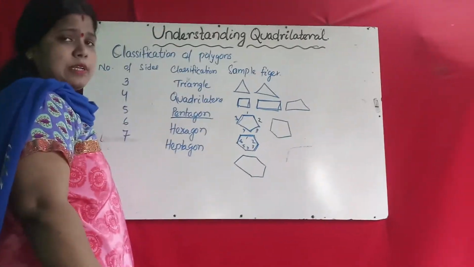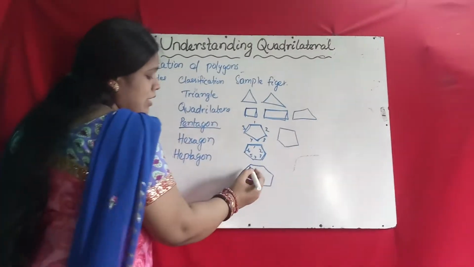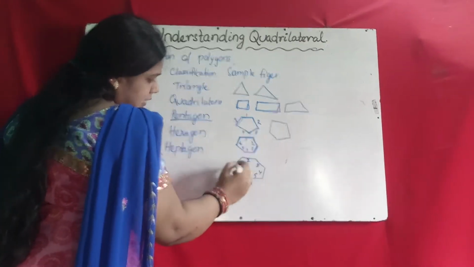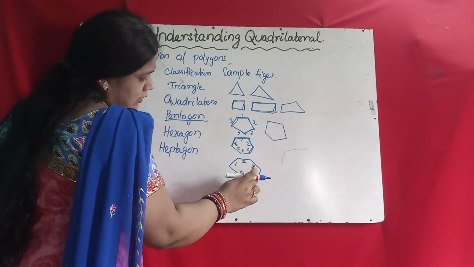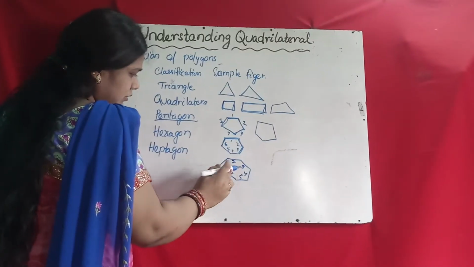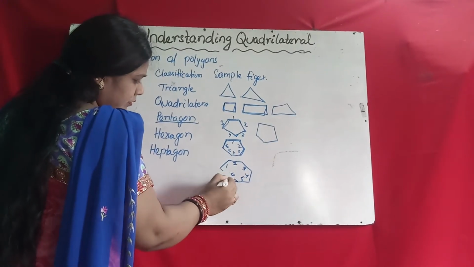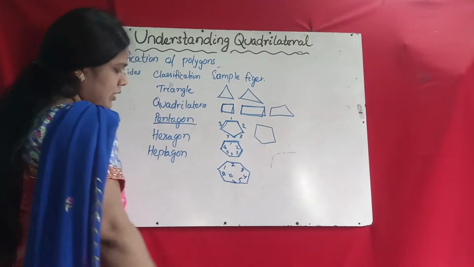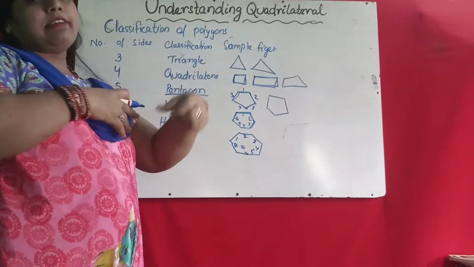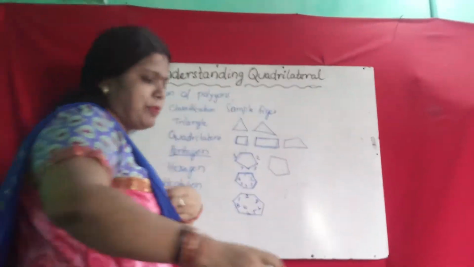Then if a polygon has 7 sides, it is called a heptagon. According to the number of sides, the polygon has a different name. 1, 2, 3, 4, 5, 6, and another side, 7. So it is called a heptagon. If a polygon has 7 sides, then it is called a heptagon.